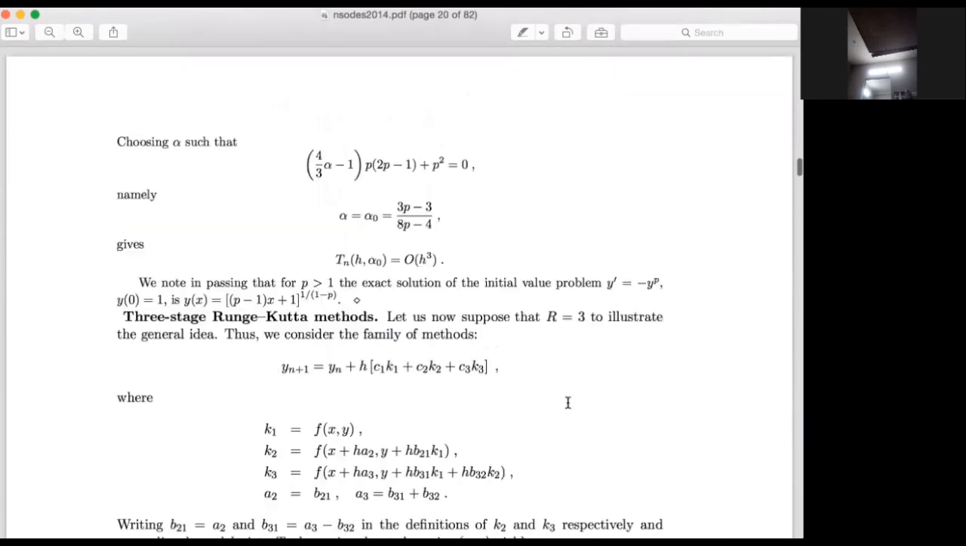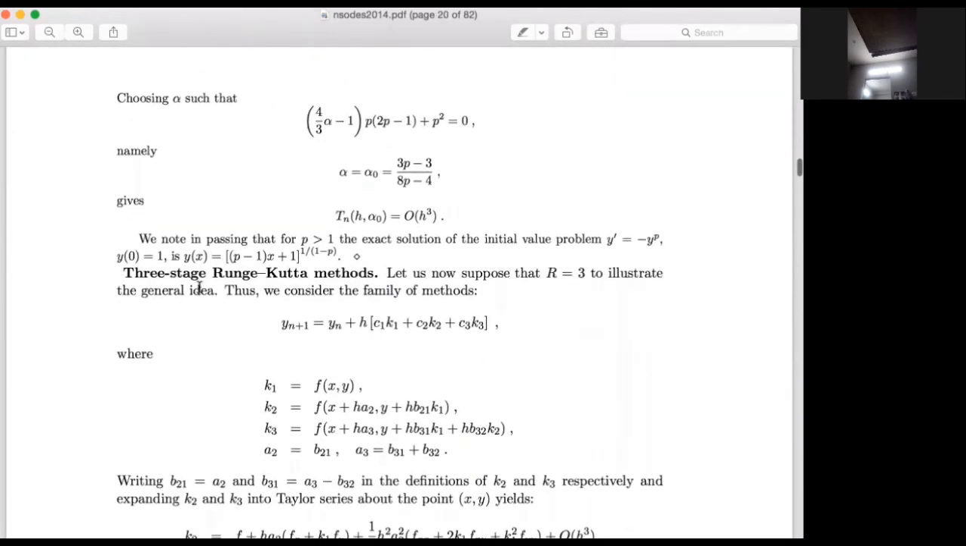Now the RK 3-stage method. In the RK 3-stage method, this is the general form.